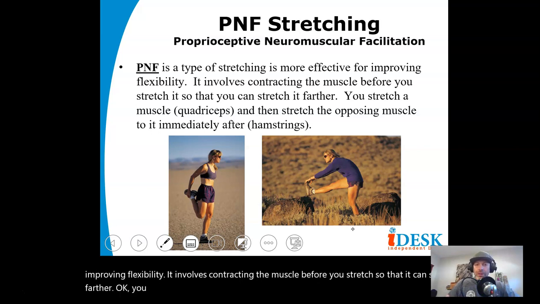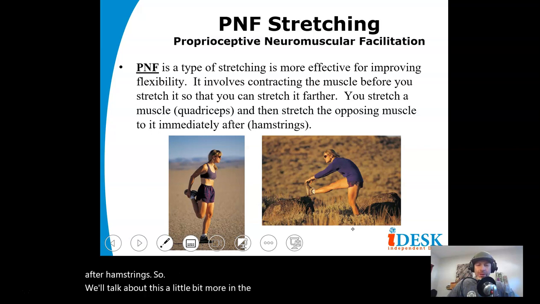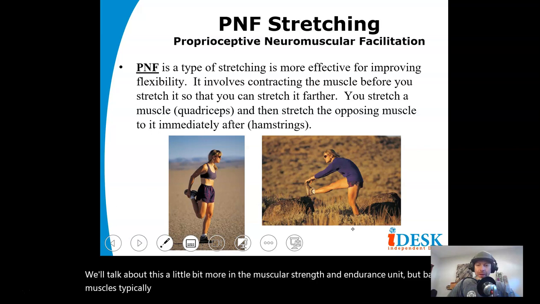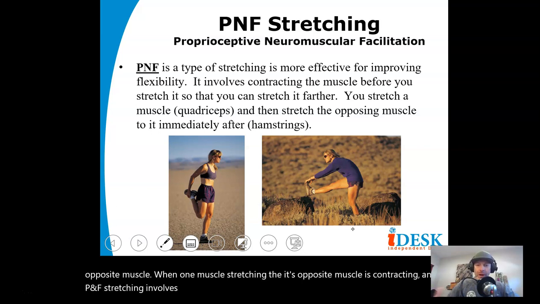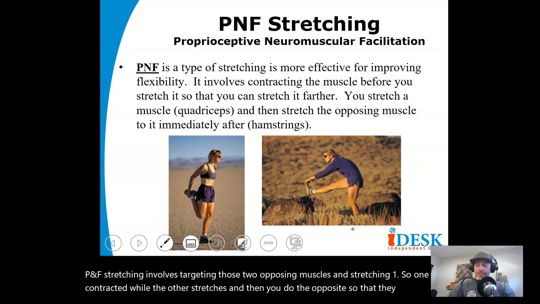Okay, you stretch a muscle like the quadriceps and then stretch the opposing muscle immediately after, the hamstrings. We'll talk about this a little more in the muscular strength and endurance unit. But basically, muscles typically have what we call an antagonistic pair, where there's an opposite muscle. When one muscle's stretching, its opposite muscle is contracting, so PNF stretching involves targeting those two opposing muscles. One is contracted while the other stretches, and then you do the opposite so that they switch.